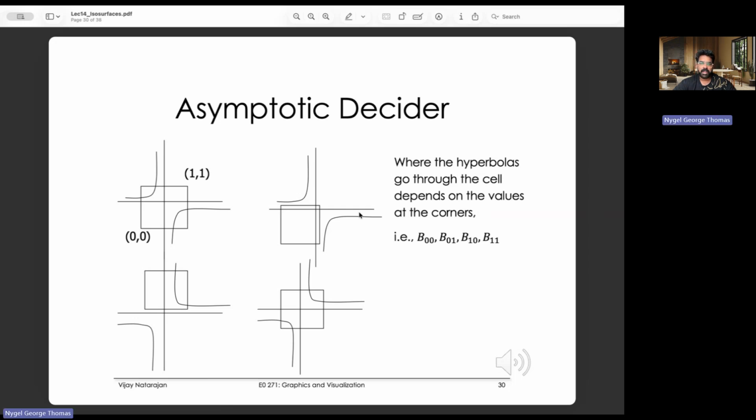And where the hyperbolas go through the cell actually depends upon the values on the corners. So depending on the values on the corners, whether the hyperbolas go through the cell or whether the hyperbolas are exiting the cell, we get an understanding. So we are interested in the cases where hyperbolas are actually going through the cell. Okay.